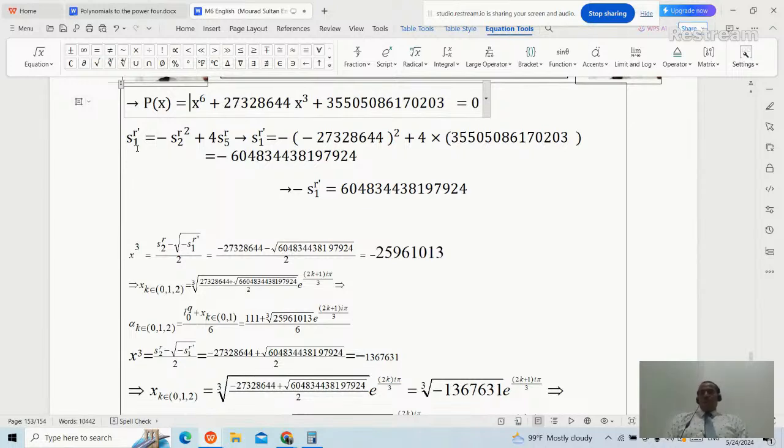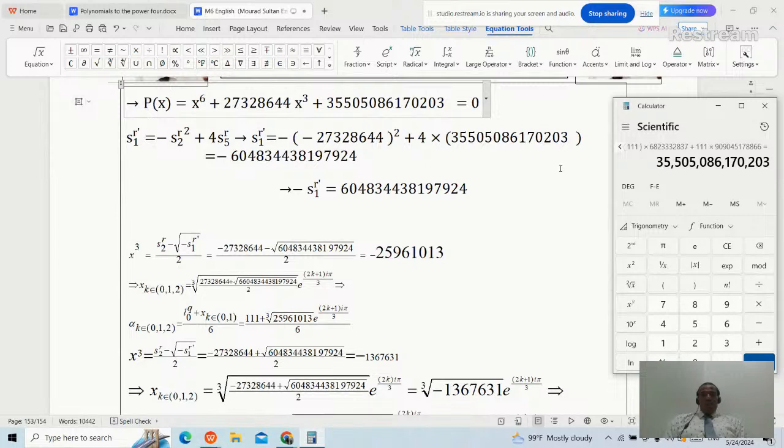Therefore, I will use the discriminant of Mourad Sultan Ezouidi when n equals 6, of course. I will obtain minus S2 of order R raised to the power 2 plus 4 S5 of order R. I will obtain my new discriminant S1 of order R dash, which will be minus the value of S2 raised to the power 2 plus 4 times the value of S5. I will use my calculator to obtain the value. You see the last term, I will multiply by 4. I will start from the right-hand side and go back to the left-hand side, or just start from this to that, no problem.